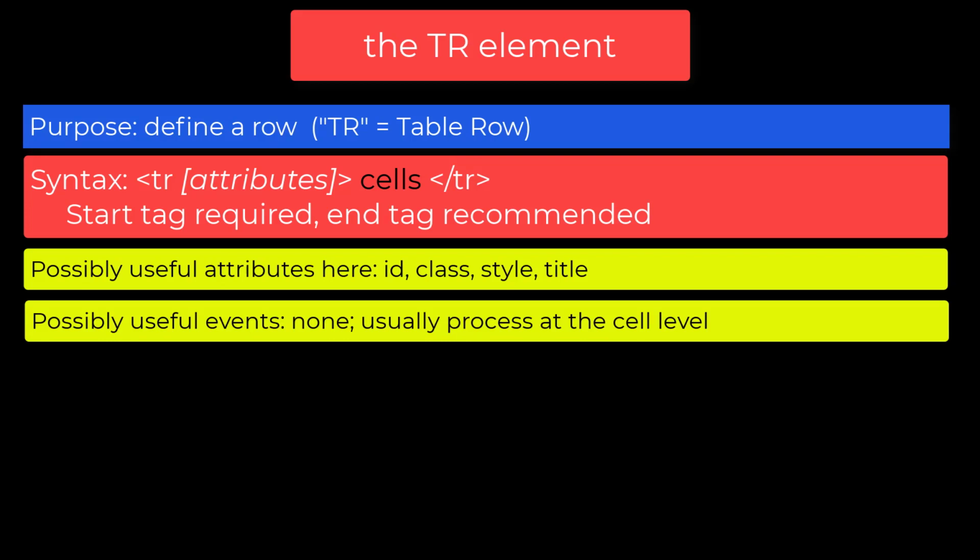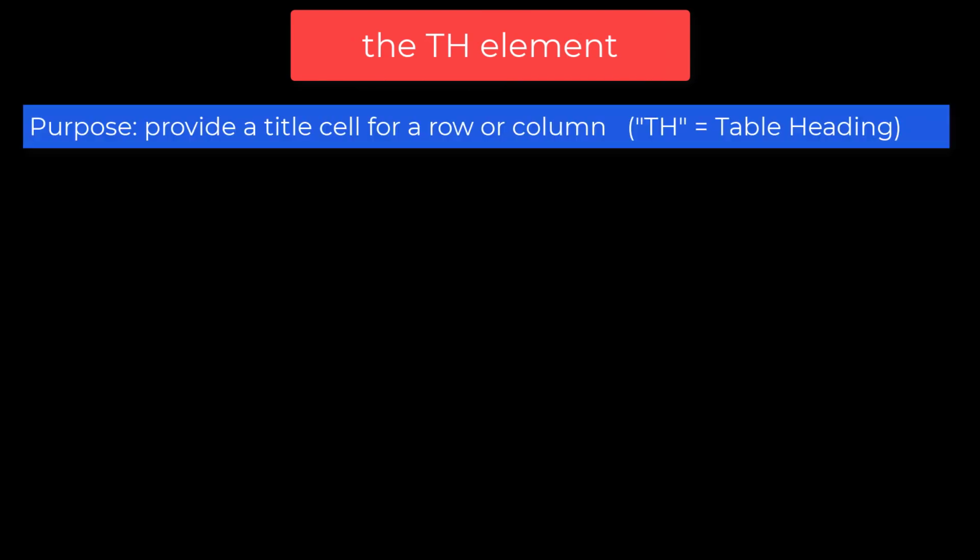We'll formally introduce TH and TD, then we'll walk through some examples to make this all more concrete. So the TH element's purpose is to provide a title cell for a row or a column. A TH cell is pretty much like a TD cell. Its intent is to label a row or column. If it labels a row, each row should have a similar first TH element. If it labels a column, each column should have a similar TH element at the top.